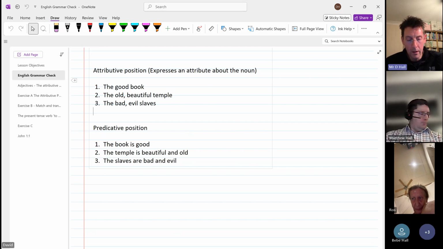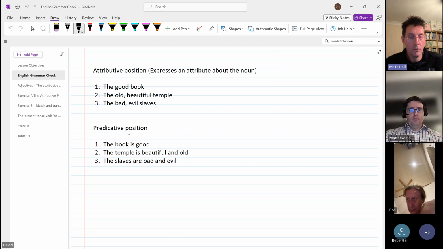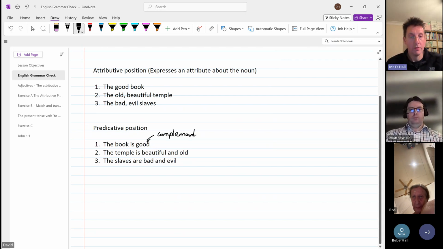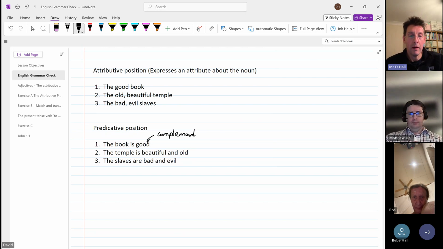So the adjective can therefore be used after the verb to be, and what we have this time is known as a complement. All right, this word is, if you like, complementing, I suppose, the noun. It is giving something about the noun, but it's put into a sentence.